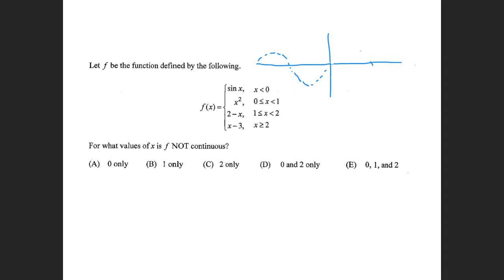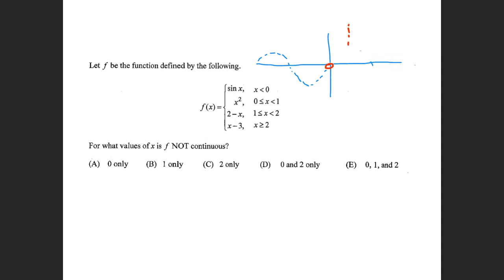Okay, so now I have the sine of x when x is less than 0. I have like 1/4 of my graph done, which isn't a lot. But I do know that this should be an open dot here, right? At 0. Then I want to graph x squared when it's between 0 and 1.